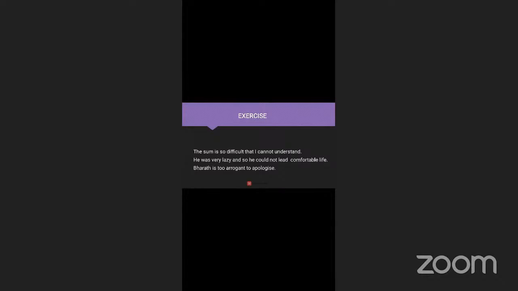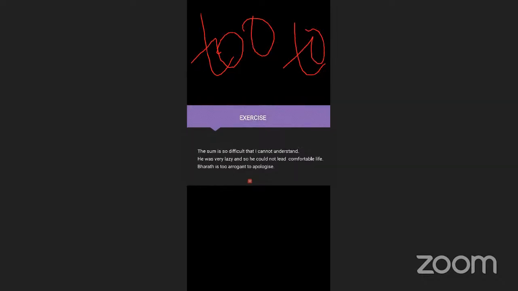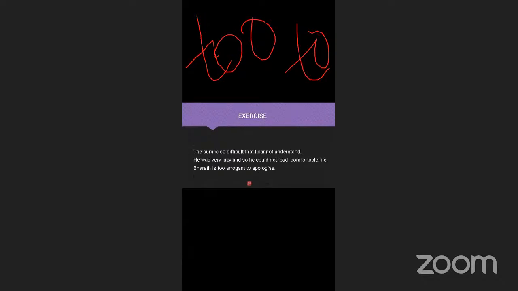If you change this into a simple sentence, what is there? In simple sentence, it is very simple to remember. Too. Okay, the sum is too difficult to understand. That is the answer. The sum is too difficult to understand. Then that is the first answer.